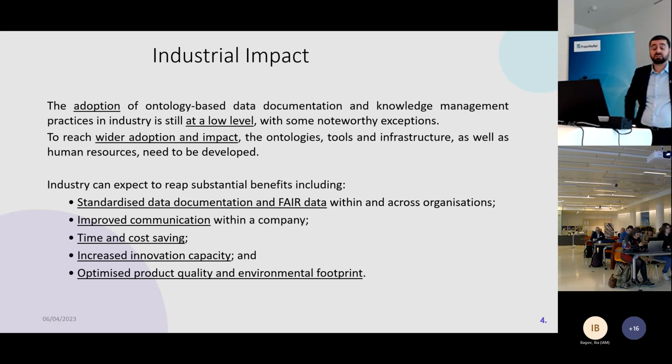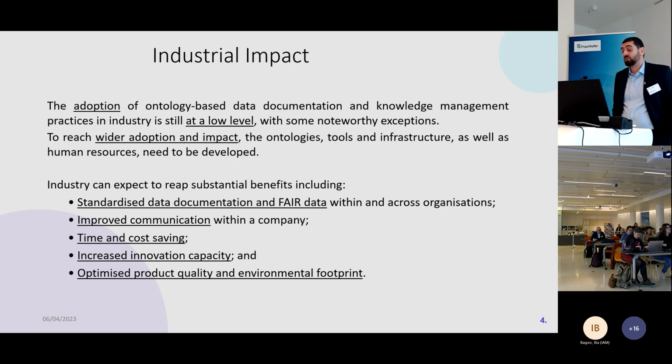All right, so the industrial impact. I'll start from this slide. For us, the impact should be the adoption of ontology-based data documentation and knowledge management practices in industry, because it's still at a low level, and there is some skepticism regarding ontologies in industry, for typical reasons that we will see in the roadmap chapters. And also the impact from the project is really to reach wider adoption of ontology tools and infrastructure, and to usually have the human in the loop. This is a wish, but it's a must in the ontology spectrum, to have the human in the loop.